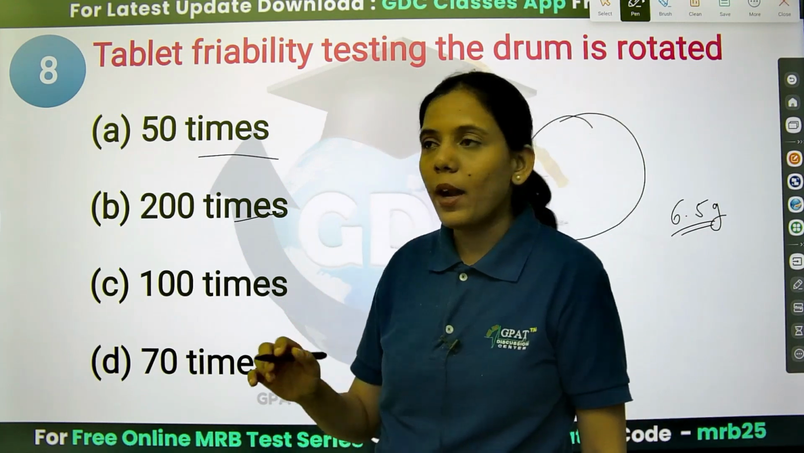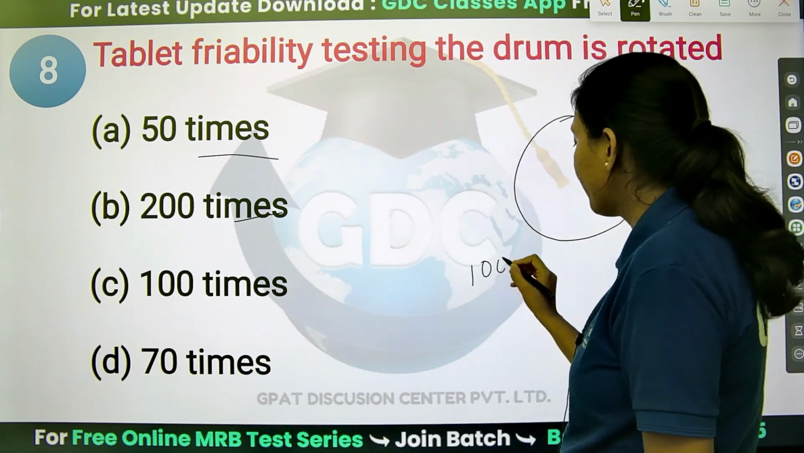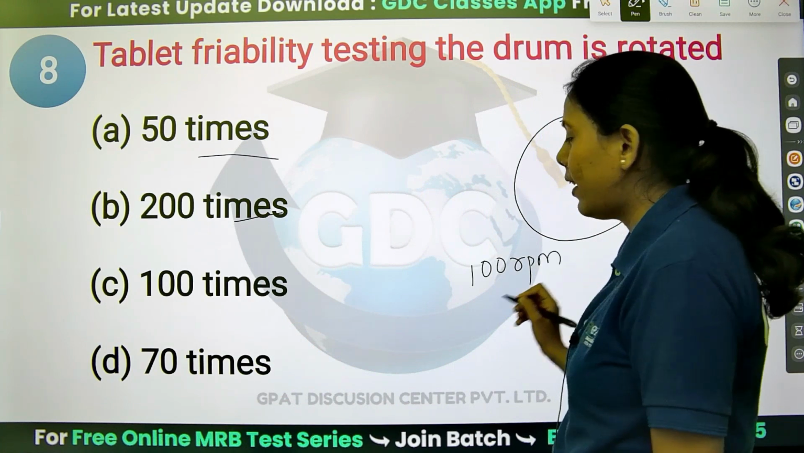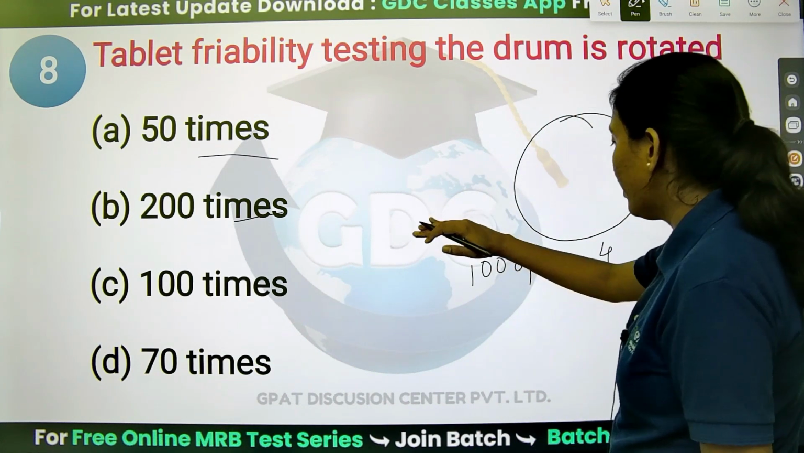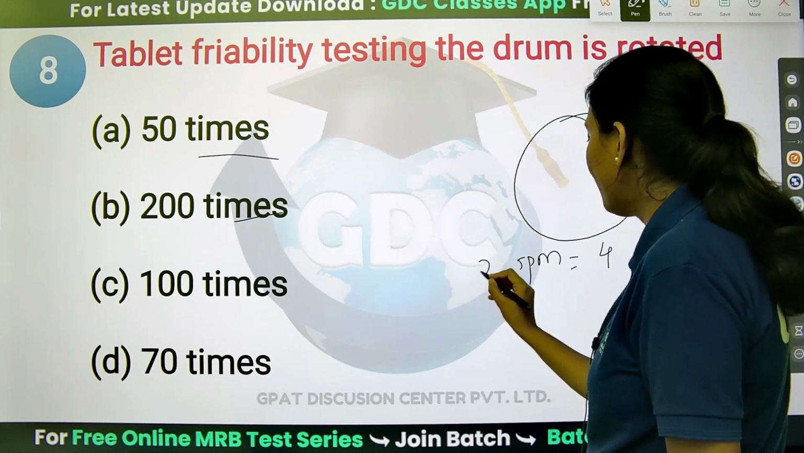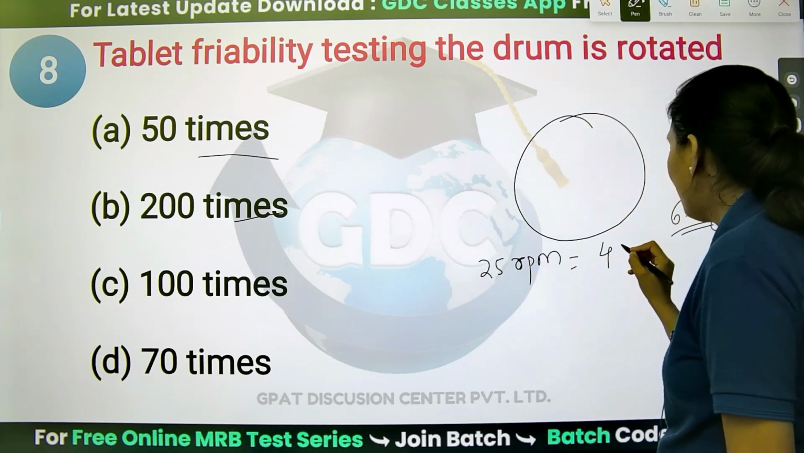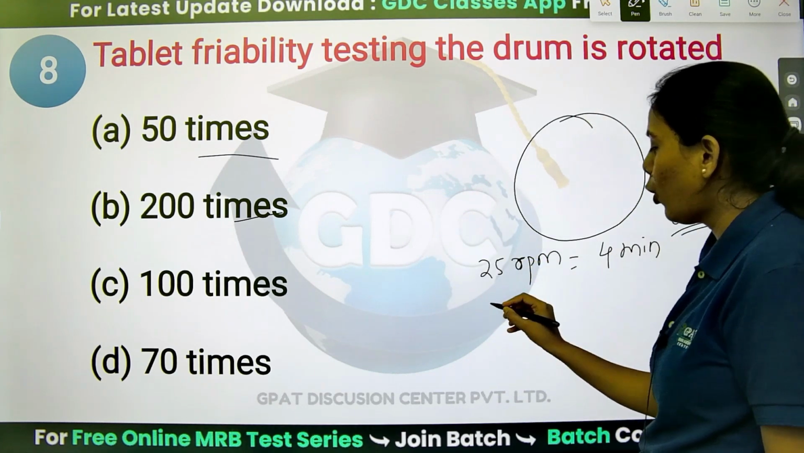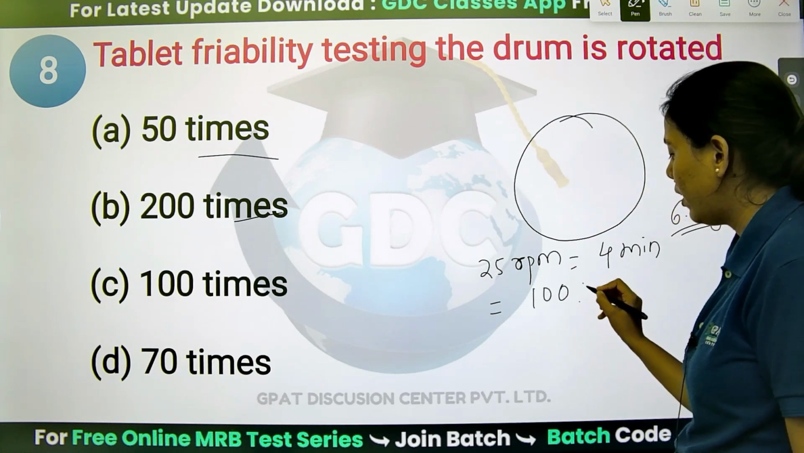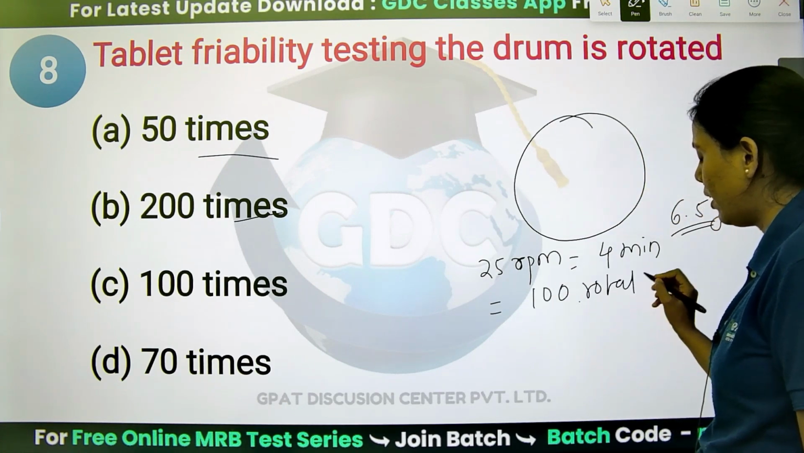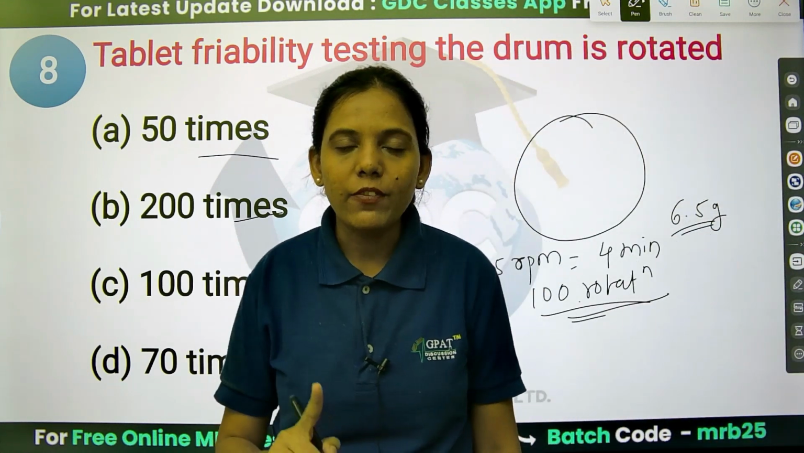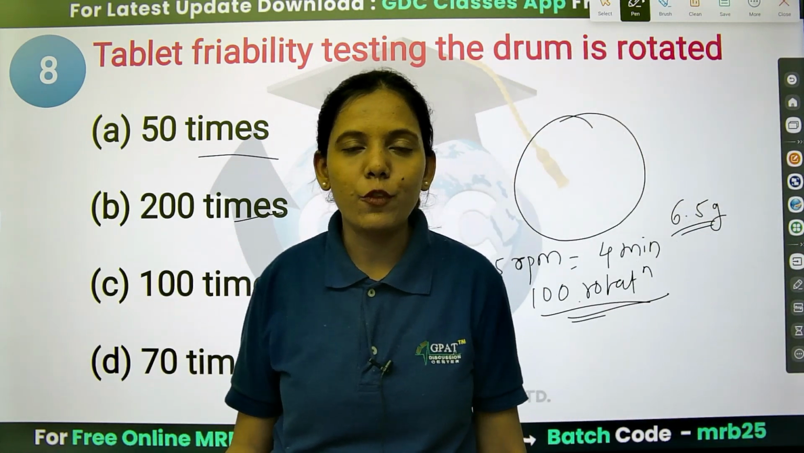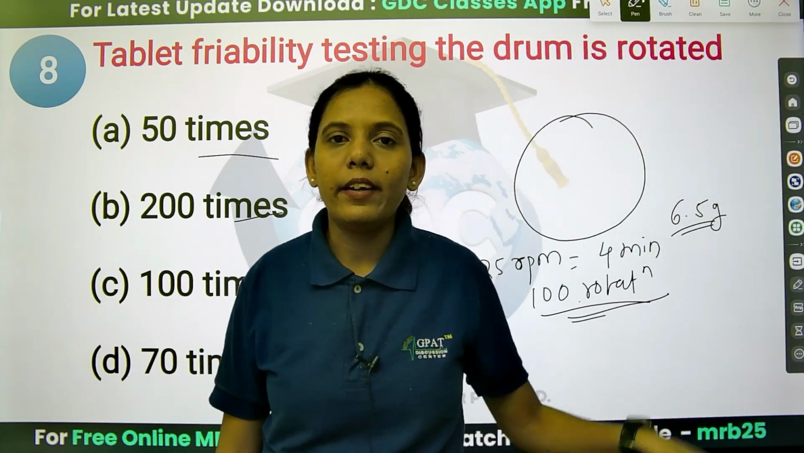If they ask you RPM, the drum will rotate at 25 RPM and the total time will be 4 minutes. So total rotations will be 100. 100 rotations will be there, okay? 25 RPM, okay? In 1 minute, 25 rotations. Like that, 4 minutes we have to do. So total it becomes 100 times rotation.